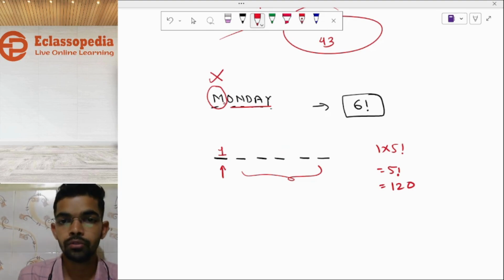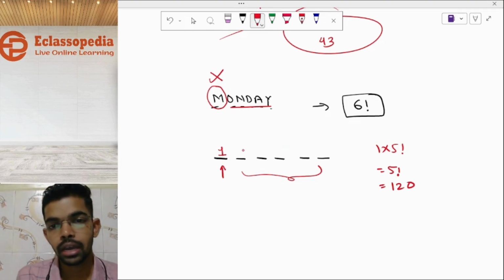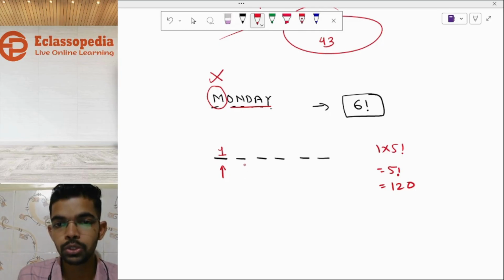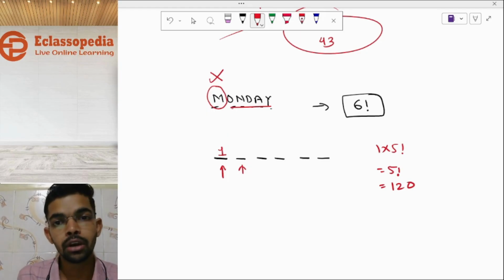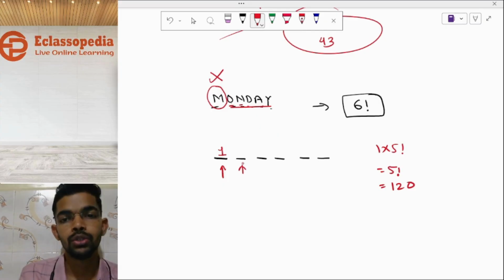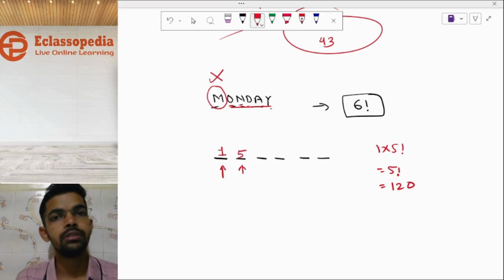See. Now we have already placed M. At this place, how many choices do you have? Can you place M? No, it has already been placed. Now we can place any of the O, N, D, E, Y. So we have five choices for this.